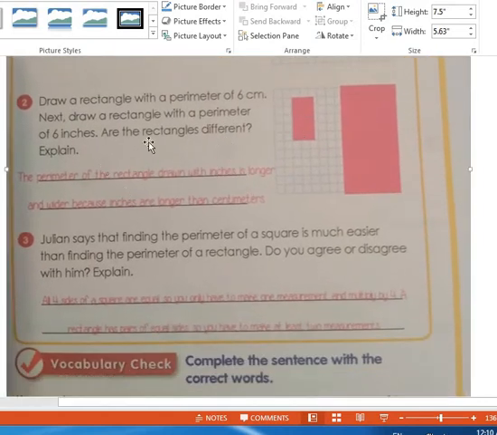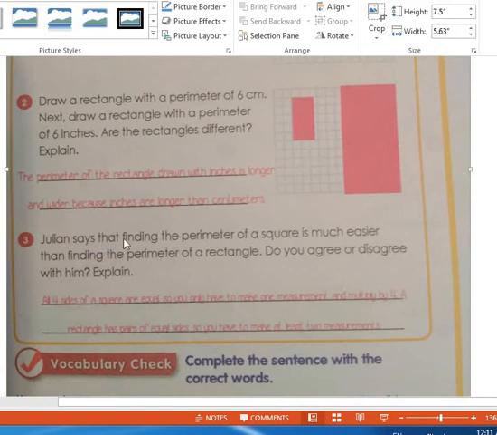Here he asks me to draw a rectangle with a perimeter of 6 centimeters. Next, draw a rectangle with a perimeter of 6 inches. Then, are the rectangles different? Explain after drawing. Of course, the rectangle drawn with inches is longer and wider. Why? Because inches are longer than centimeters.